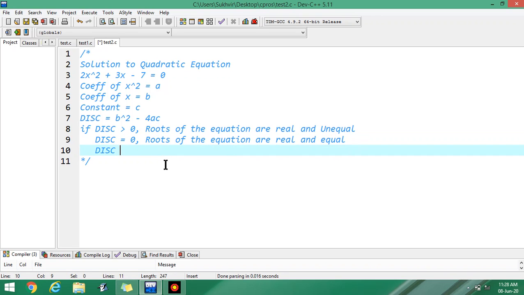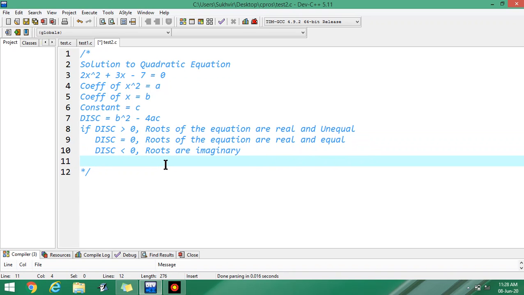If the discriminant is less than 0, the roots are imaginary. These are the three conditions we have to apply while we proceed with the programming. After the calculation of the discriminant, you have to check these three conditions. After that, the calculation of roots.